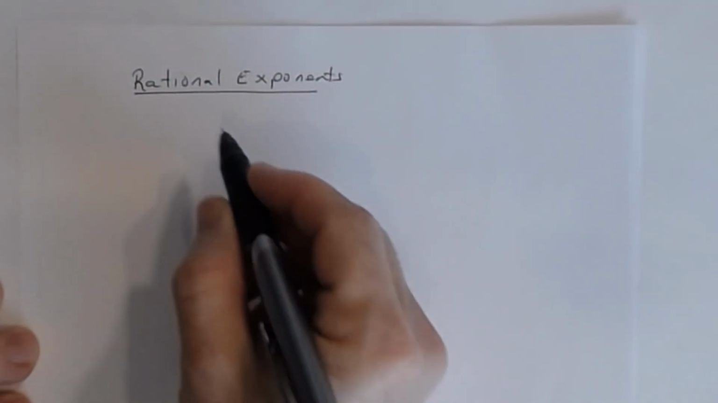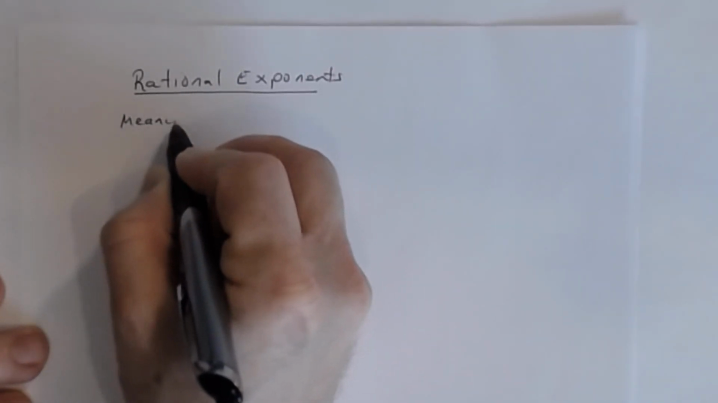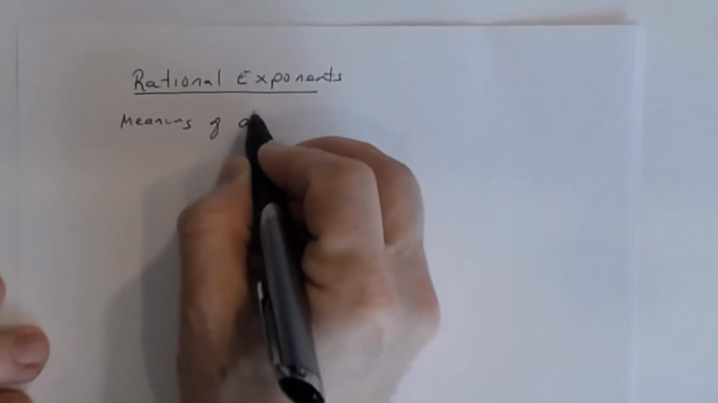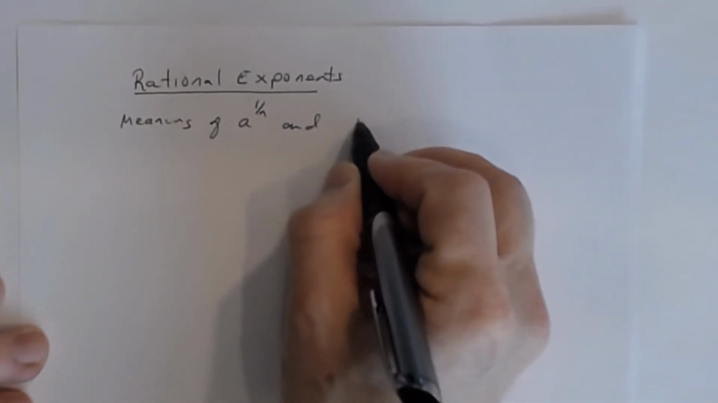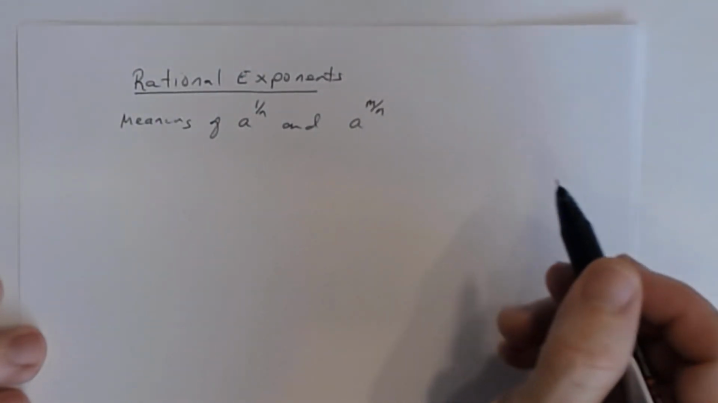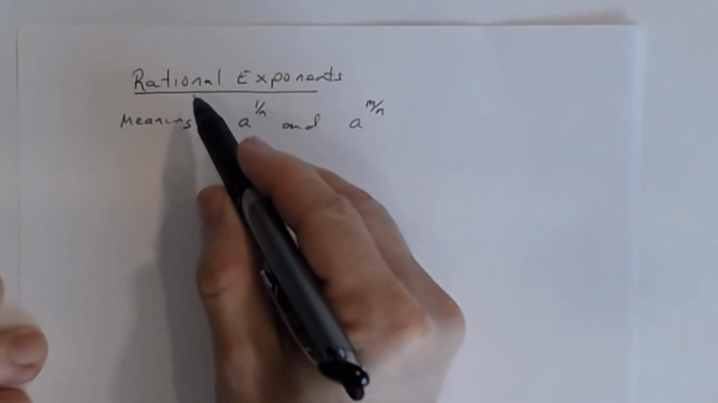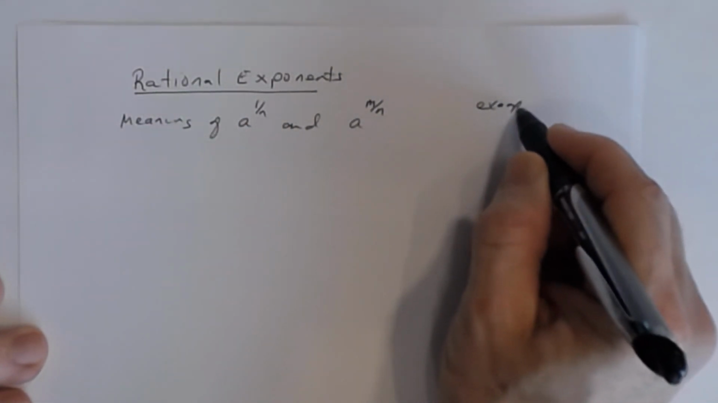Okay, so for rational exponents, let's go ahead and look at what we mean by this. We're going to look at the meaning of a to the 1 divided by n and a raised to the power m divided by n. So remember the idea of rational. These are examples of rational numbers.